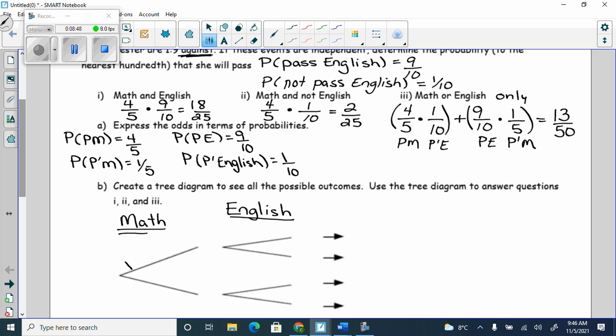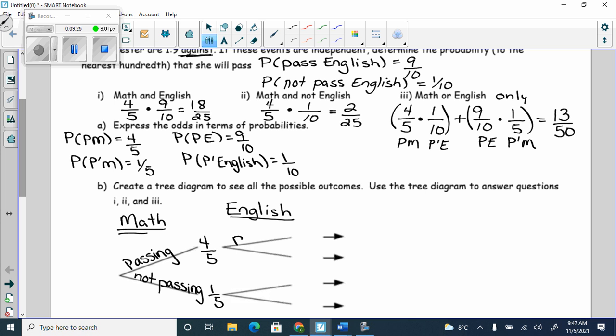So math, this would be passing. So passing math is 4/5. This one would be not passing, which is 1/5. And then for the English, what would these ones be? Passing, not passing, passing, not passing, right? Because you could pass math, then pass English. You could pass math, not pass English. You could not pass math, pass English. Not pass math, not pass English, right? It just gives all the different outcomes.